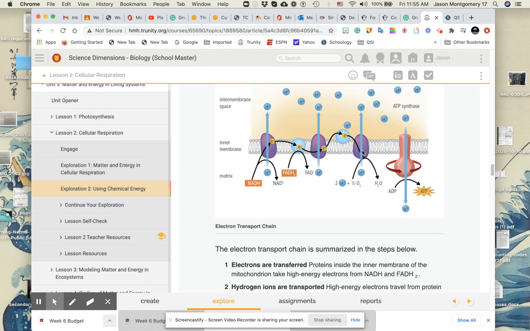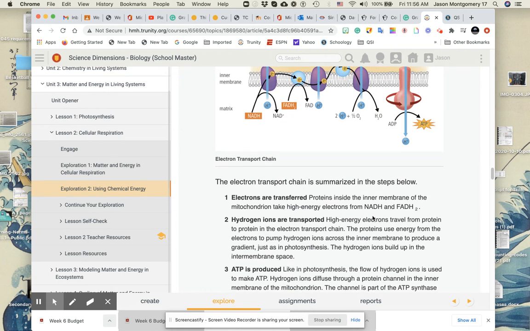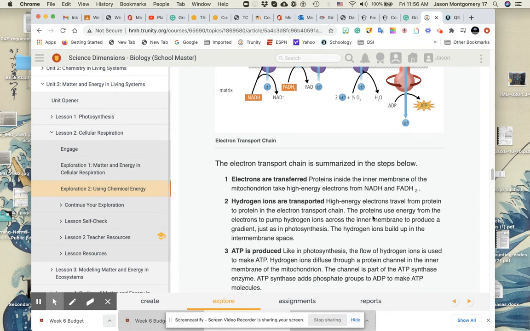So we get down here to the end, and these electrons are continuing to pump hydrogen across the membrane in the electron transport chain. Once it does that, some of the leftover hydrogen is going to combine with oxygen molecules and form water, and the water is the byproduct of the electron transport chain. Okay, so the last part down here is ATP is produced.